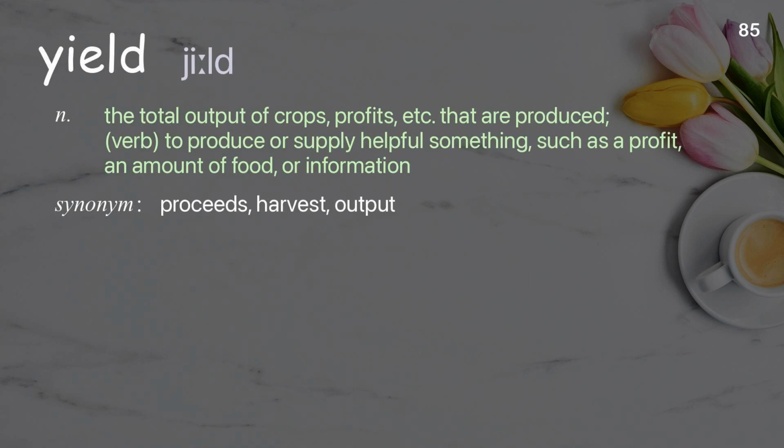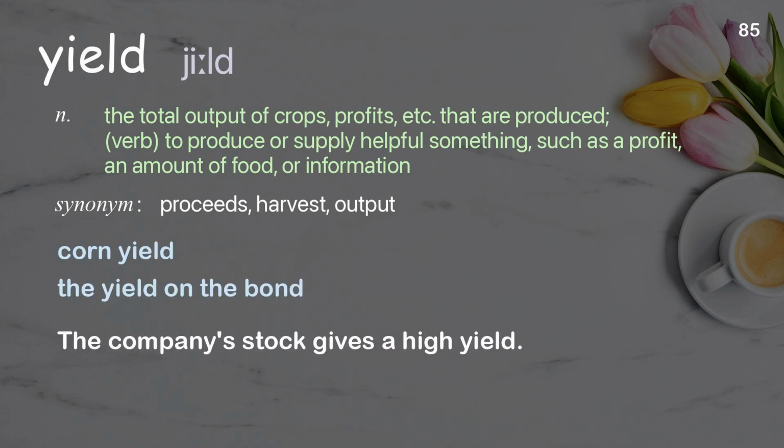Yield. The total output of crops, profits, etc. that are produced. Verb, to produce or supply helpful something, such as a profit, an amount of food, or information. Examples: Corn yield. The yield on the bond. The company's stock gives a high yield.